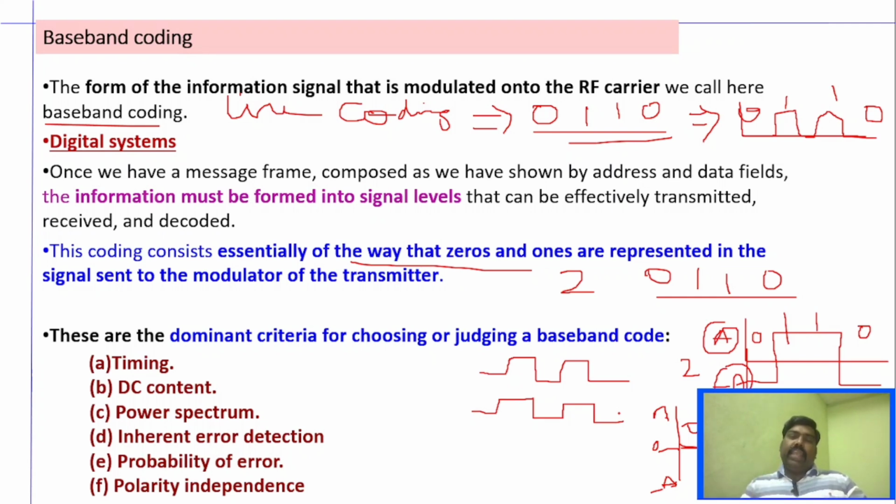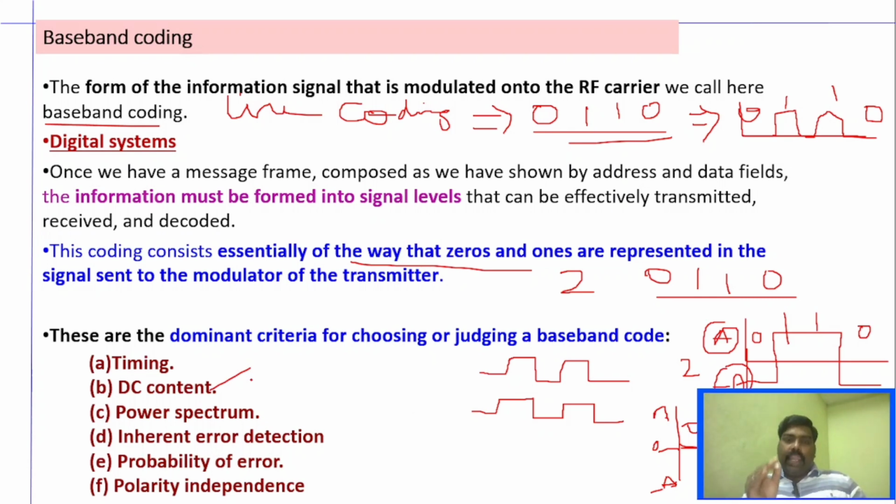And at the receiving side, the receiver has to receive the message along with the noise, right? So it is very important. Timing is very important, and the decoding ability depends upon the proper timing, right? And another important thing is DC component. So what is DC component? DC component refers to the average voltage level, right?